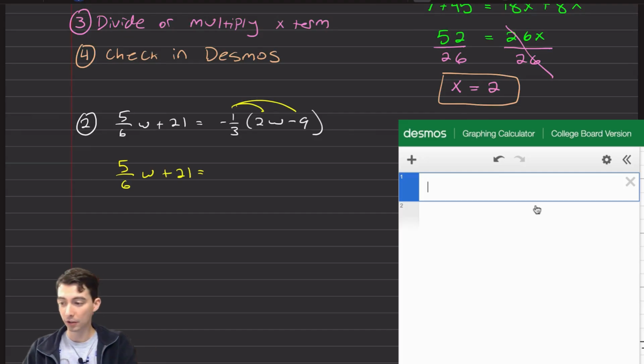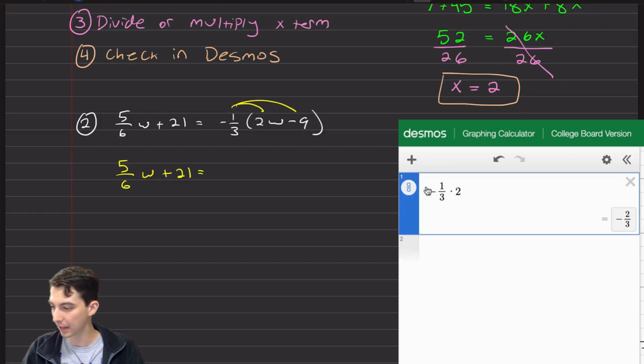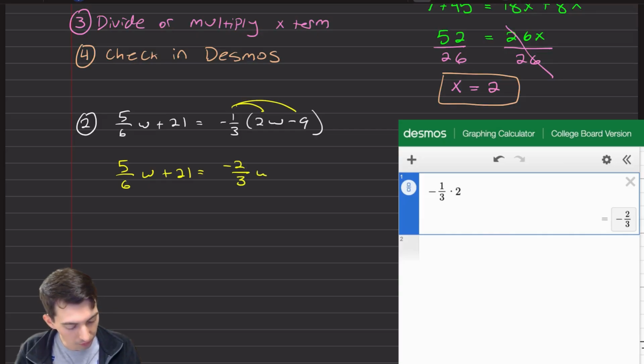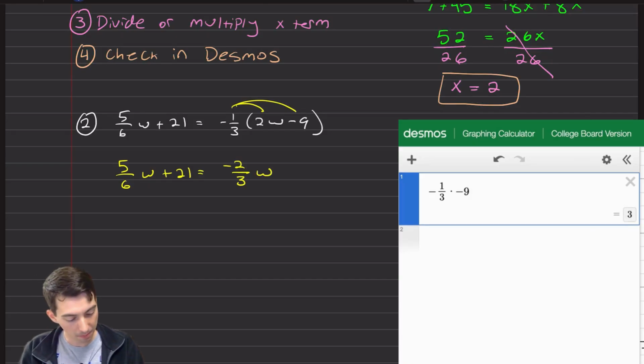And now I can also use Desmos just to multiply this out. So I have -1/3 times 2. I don't need the w. If I make that into a fraction, we're going to have -2/3 w. And then -1/3 times -9 would get me a +3.